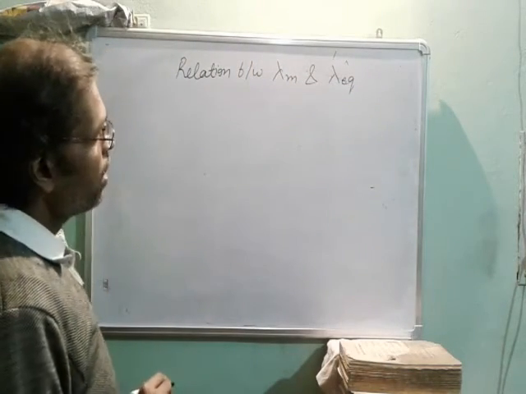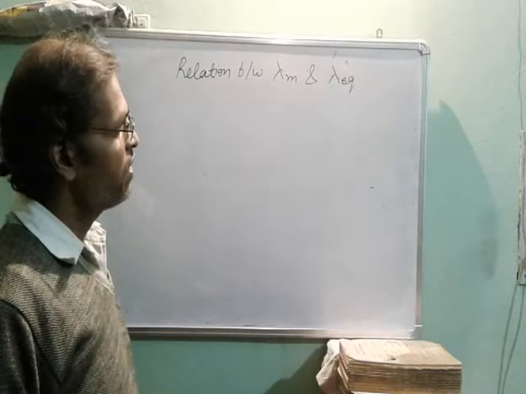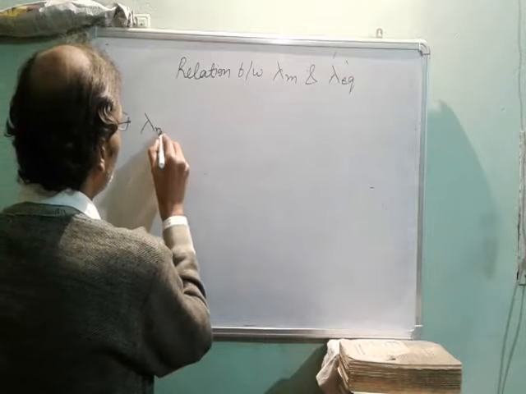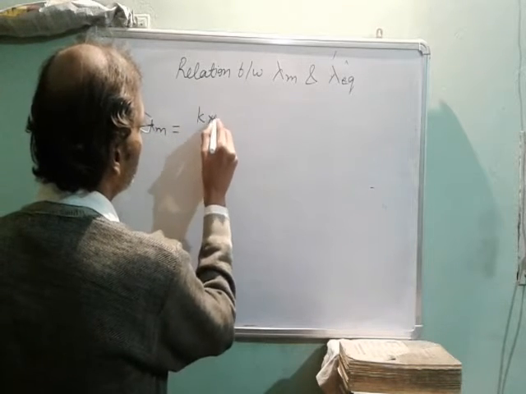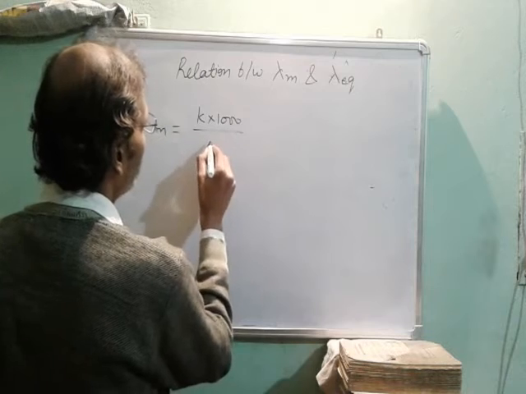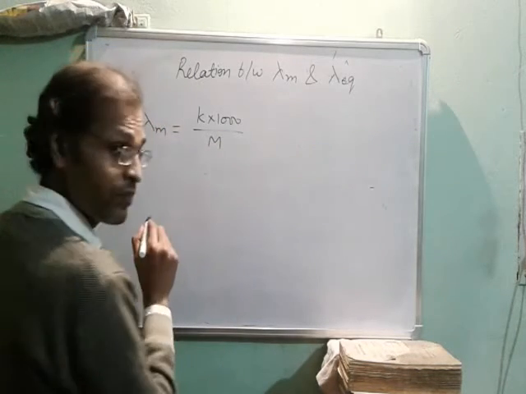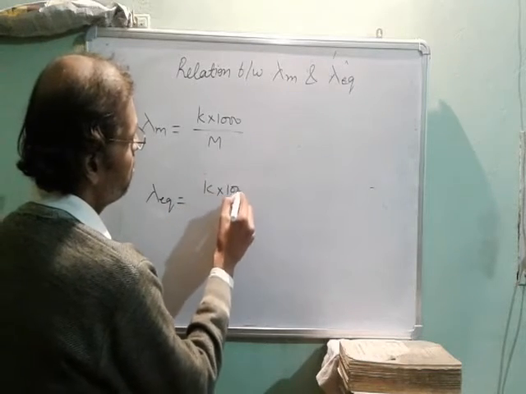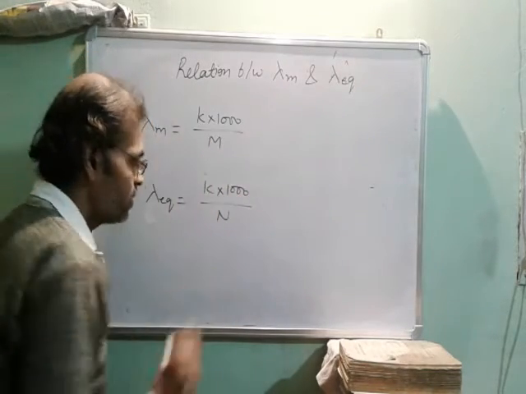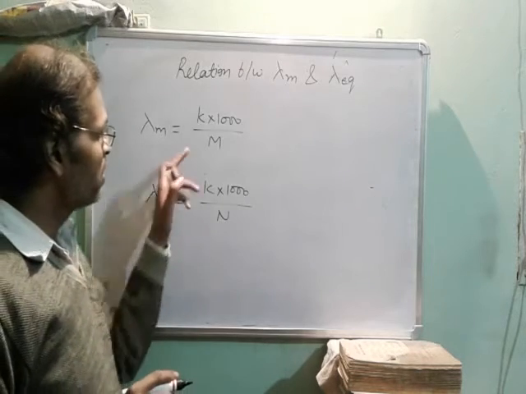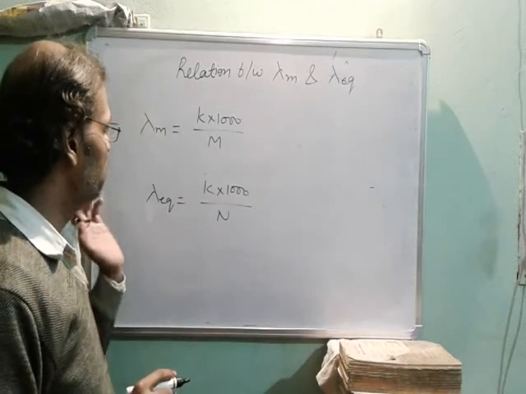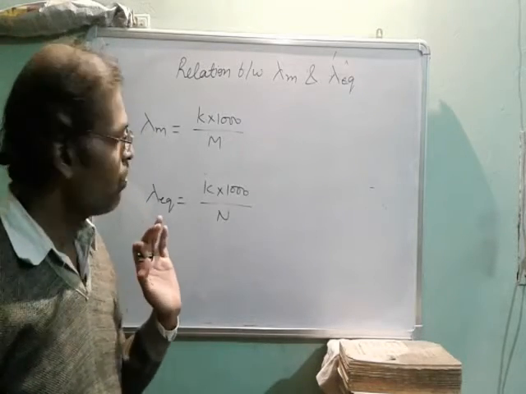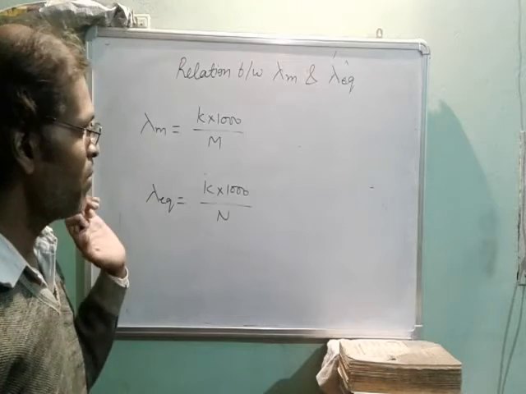To relate molar conductivity and equivalent conductivity, we will write the chemical formulas of both conductivities. Lambda m is equal to K into 1000 upon M, this is molarity, and lambda eq is equal to K into 1000 upon normality. On knowing the relation between M and N, you can easily find the relation between lambda m and lambda eq. Now, how to find the relation between M and N?